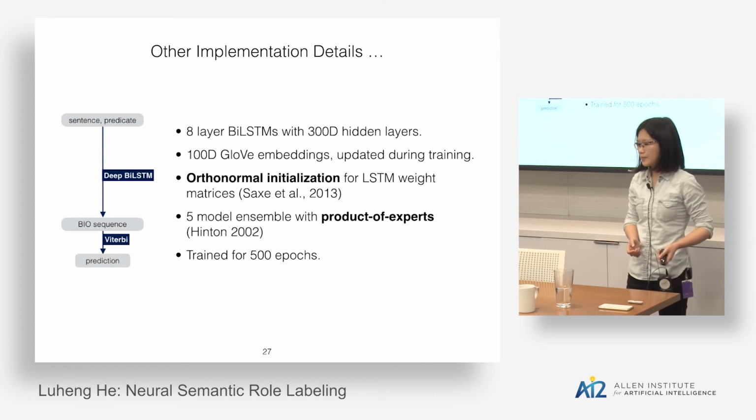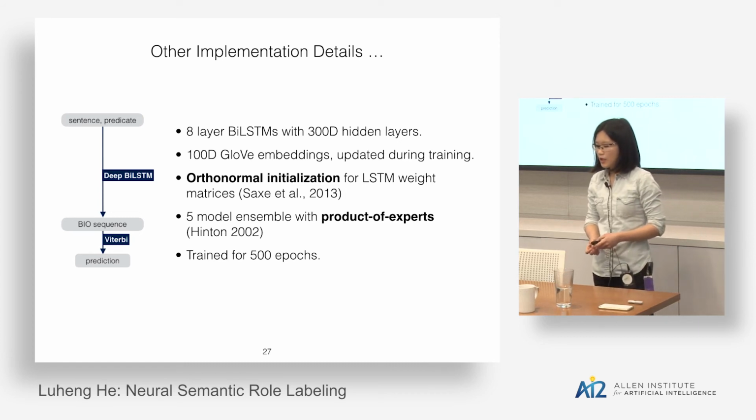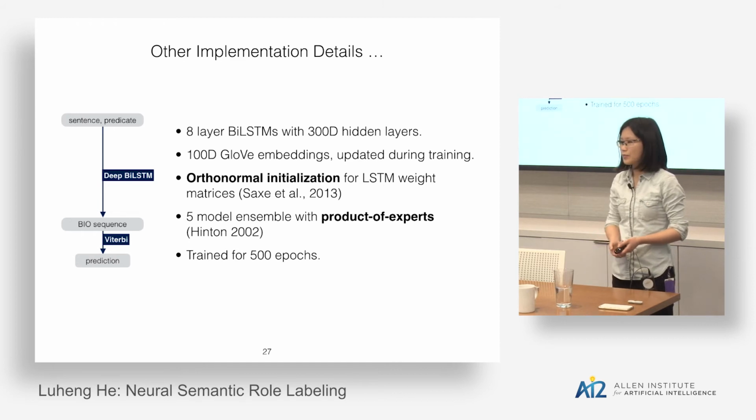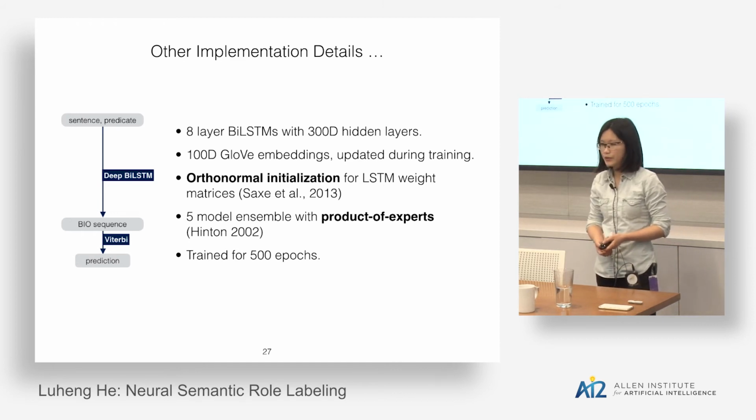So here are the other implementation details. We use 8-layer BiLSTM with 300-dimensional hidden layers. For word embedding, we use 100-dimensional GloVe embedding, and they're updated during training. The LSTM weight matrices are initialized to random orthogonal matrices. And for the ensemble result, we use product of experts of 5 models to average the model scores. And the models are trained for 500 epochs, which takes about a week for the PropBank data set on a single GPU.